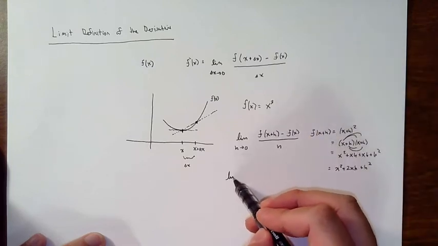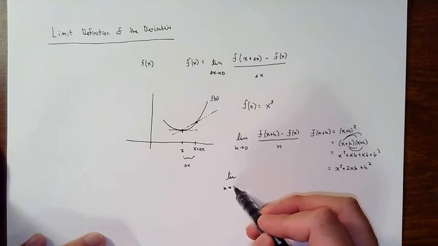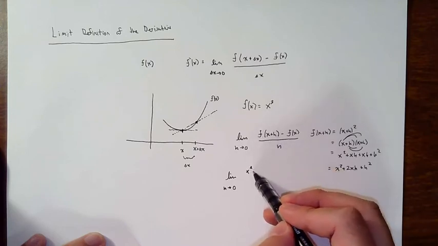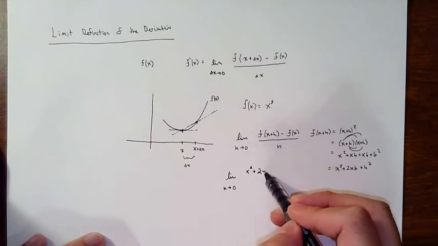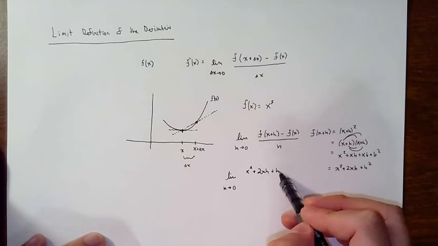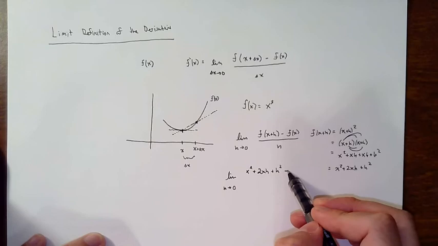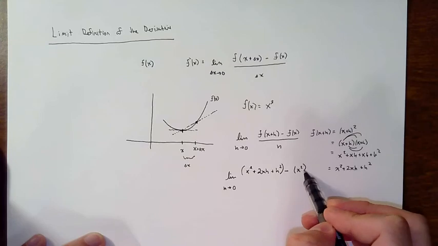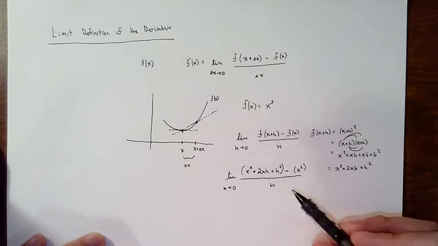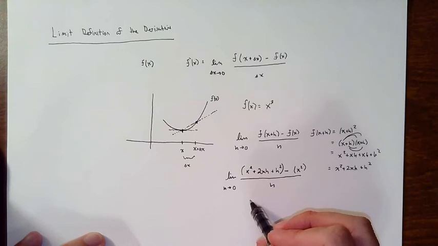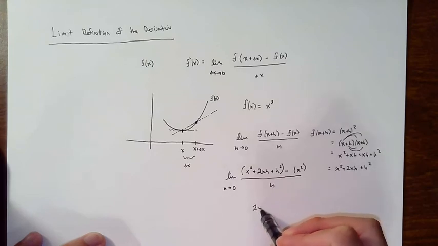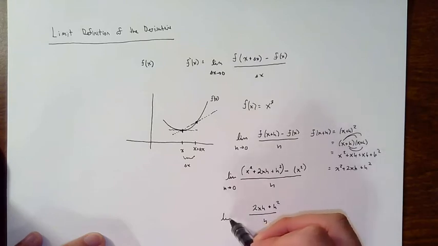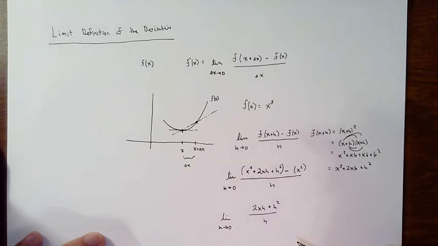So for mathematical rigor, we should copy our limit sign and copy in our parts. So here, f of x plus h is x squared plus 2xh plus h squared minus f of x. F of x is just x squared, and our denominator is just h. So if we simplify the top, we just have 2xh plus h squared over h, with a limit as h goes to 0.